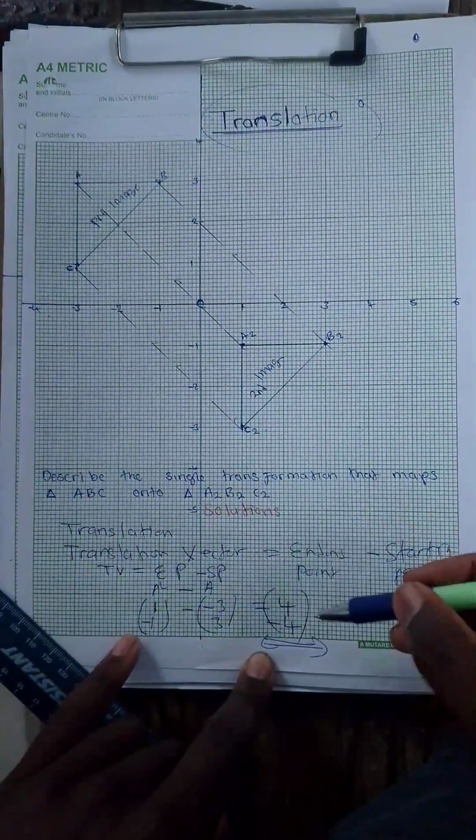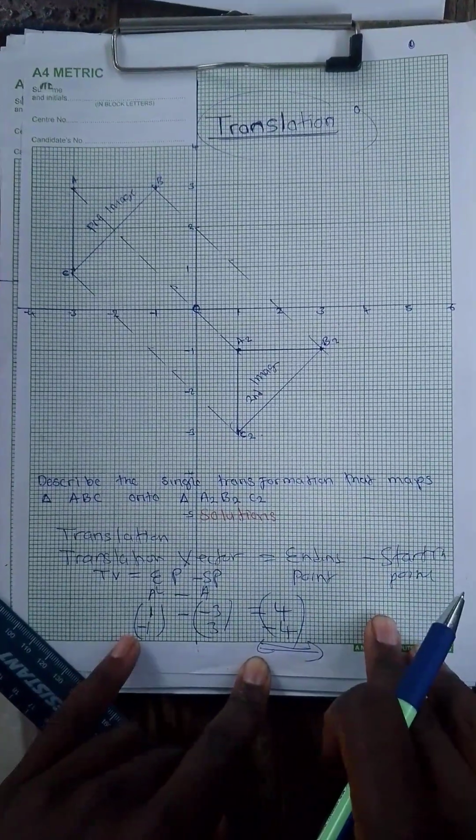So in other words, translation is the movement of shapes and lines without changing direction.